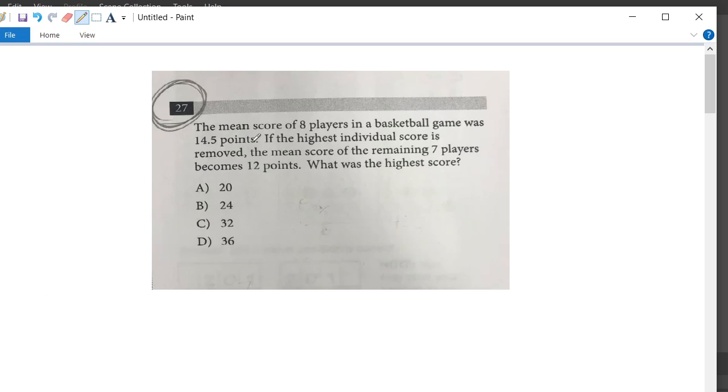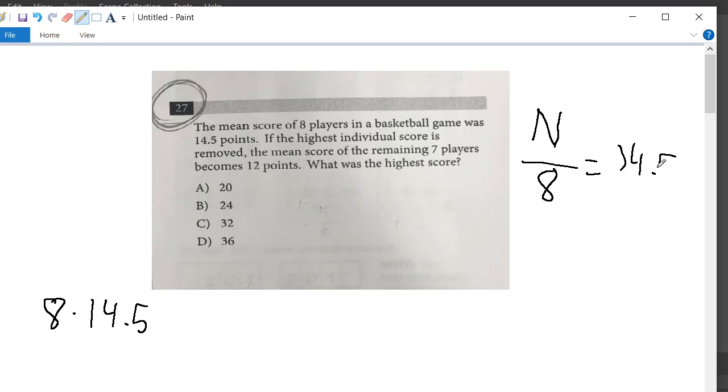Well, we know that these players' scores have to total 8 times 14.5. And why is that the case? Well, if we think about it, how do we find the mean? For the mean score, we take the total score, which I'll represent with n, and divide it by the number of players, in this case 8, and that should give us our mean score of 14.5. Now if we multiply by 8 on this side, we can very simply solve for n, the total number of points scored by those 8 players.